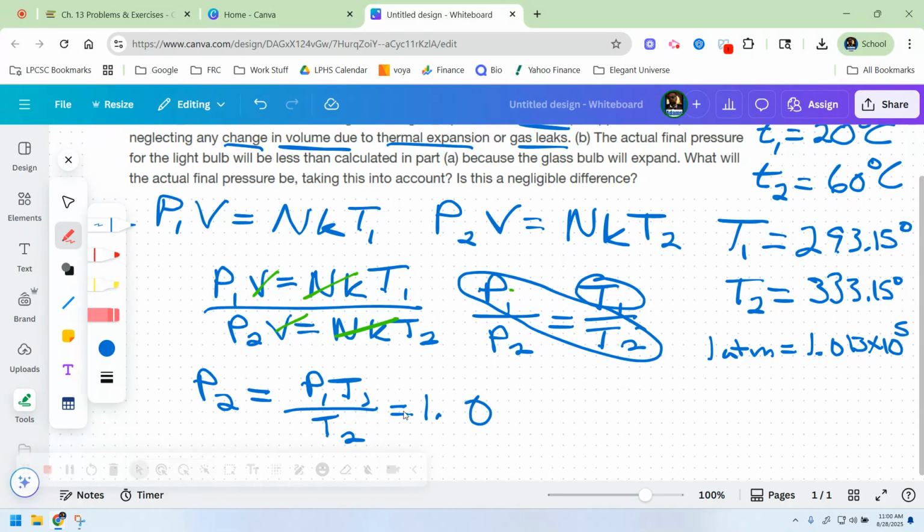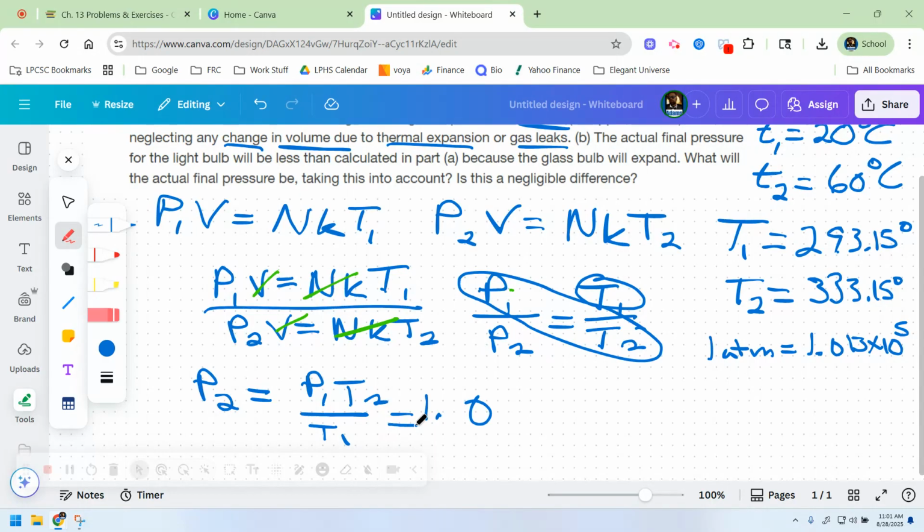Yeah, that's a 1. Wouldn't that be 2? They wouldn't multiply together. Oh, you're right. Good catch. Sorry, I made a little mistake here. I would have caught it when I went to plug the numbers in. So this should be P2 on the top, and this should be T2.